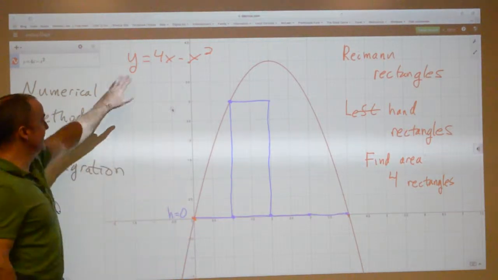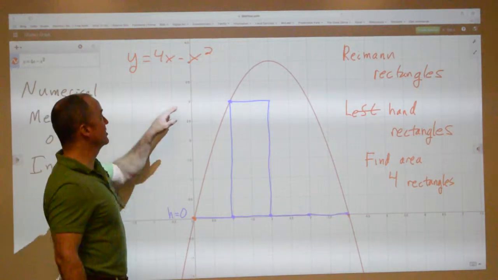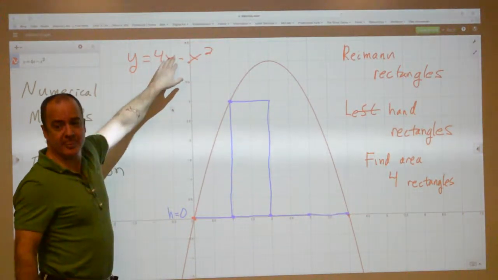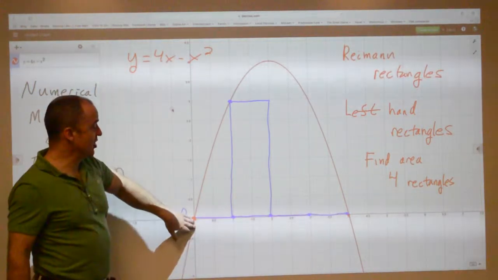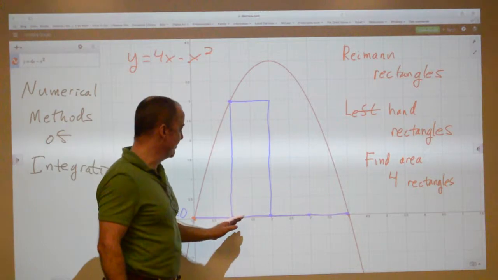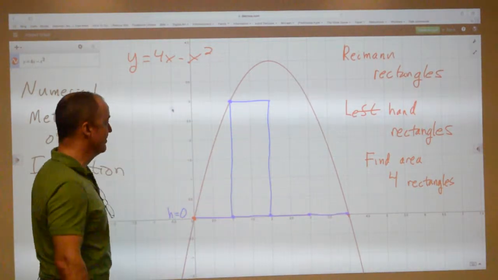If I had made this a different parabola that, say, was over this way more. In fact, let's say I picked just y equals 4 minus x squared. Intersection at the origin. Yeah. And we chose to start at the origin. What if I'd said use 2 rectangles and find me the area from 1 to 3? Right. Then it'd be a totally different shape.